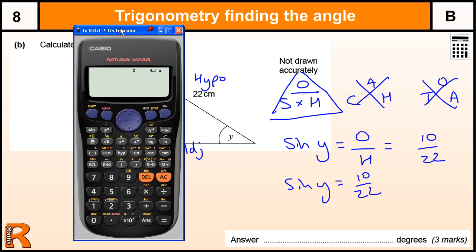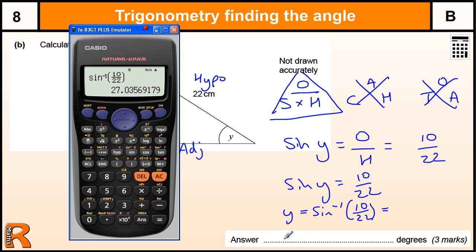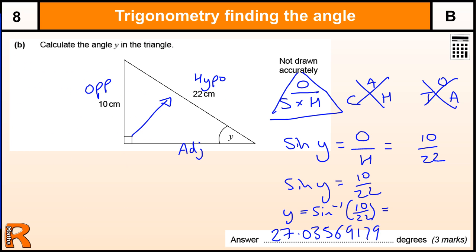So bring in the calculator. Now to get y, we need to do the sine to the minus 1. We've got to do the inverse of sine, which is the sine to the minus 1 button. So we go not sine but shift sine. We do 10 over 22. Make sure we come out of the fraction, close the bracket, press equals, and the calculator tells us it's 27.03569179, or 27 to the nearest degree would be fine. And that's it.